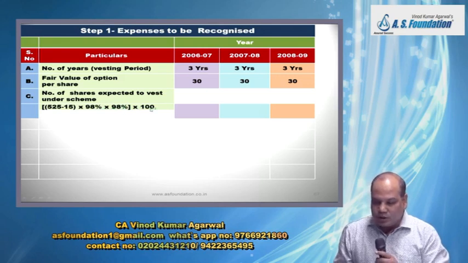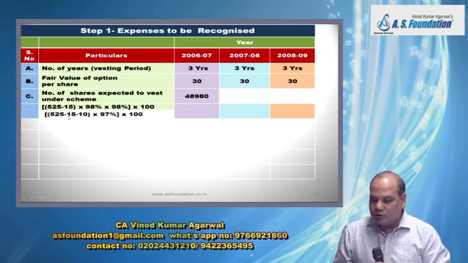And then into 100 options per employee. So multiply, write down, the number will come to 48,980. 48,980. Then for the second year you do like this. You can prepare a working note below.